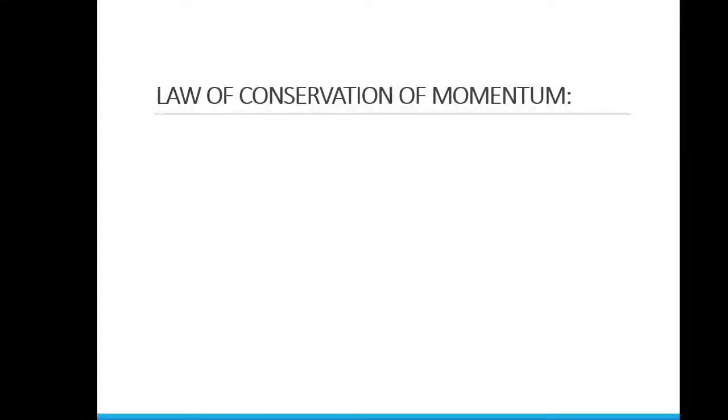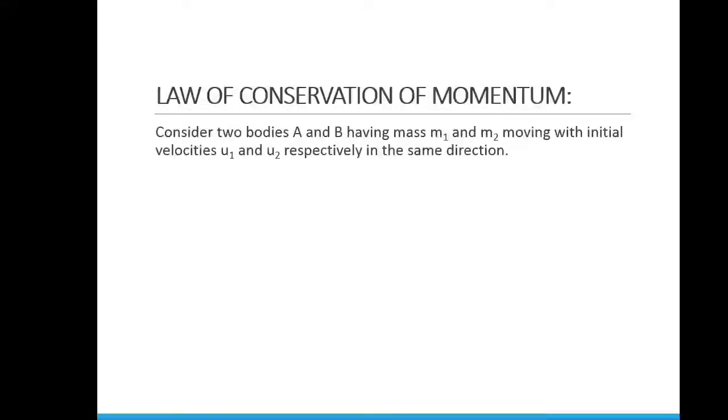In the previous class we learned that momentum is the product of mass and velocity. It gives the total motion contained in the object. So here consider two bodies A and B having mass m1 and m2, moving with initial velocities u1 and u2 respectively in the same direction.